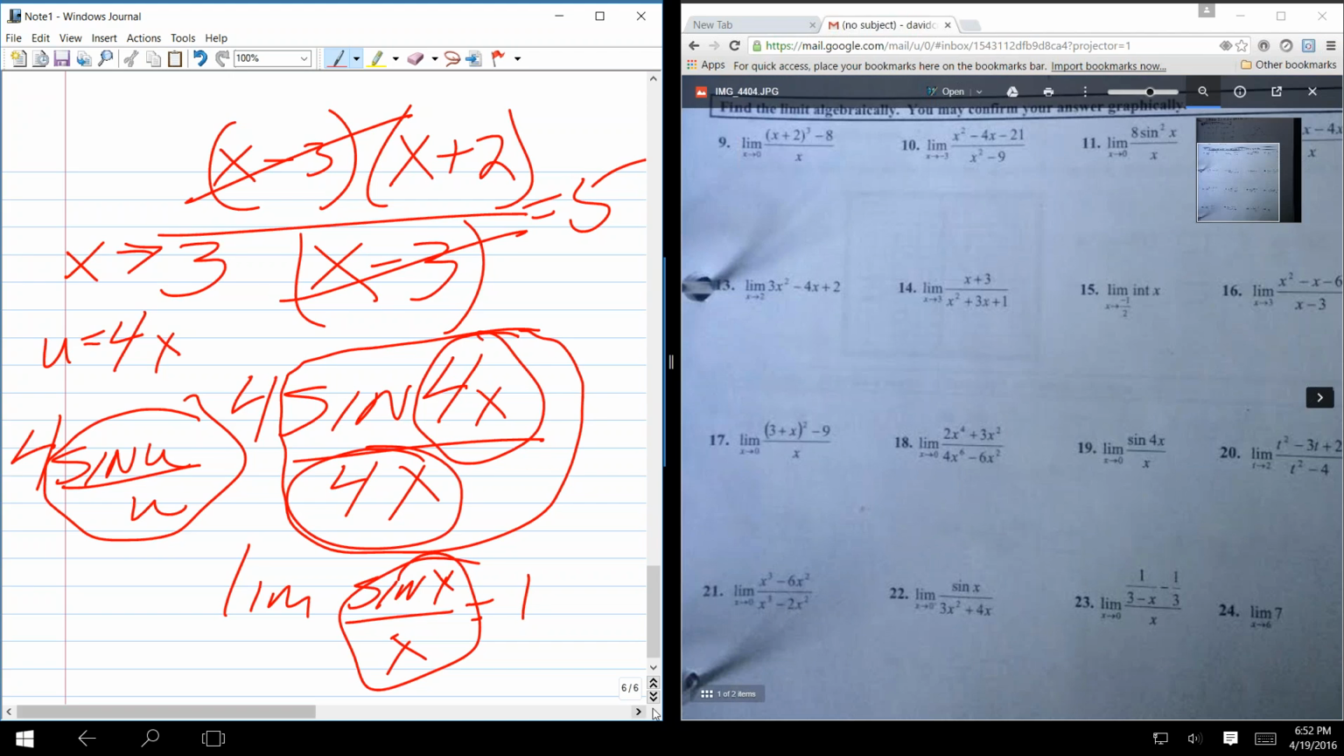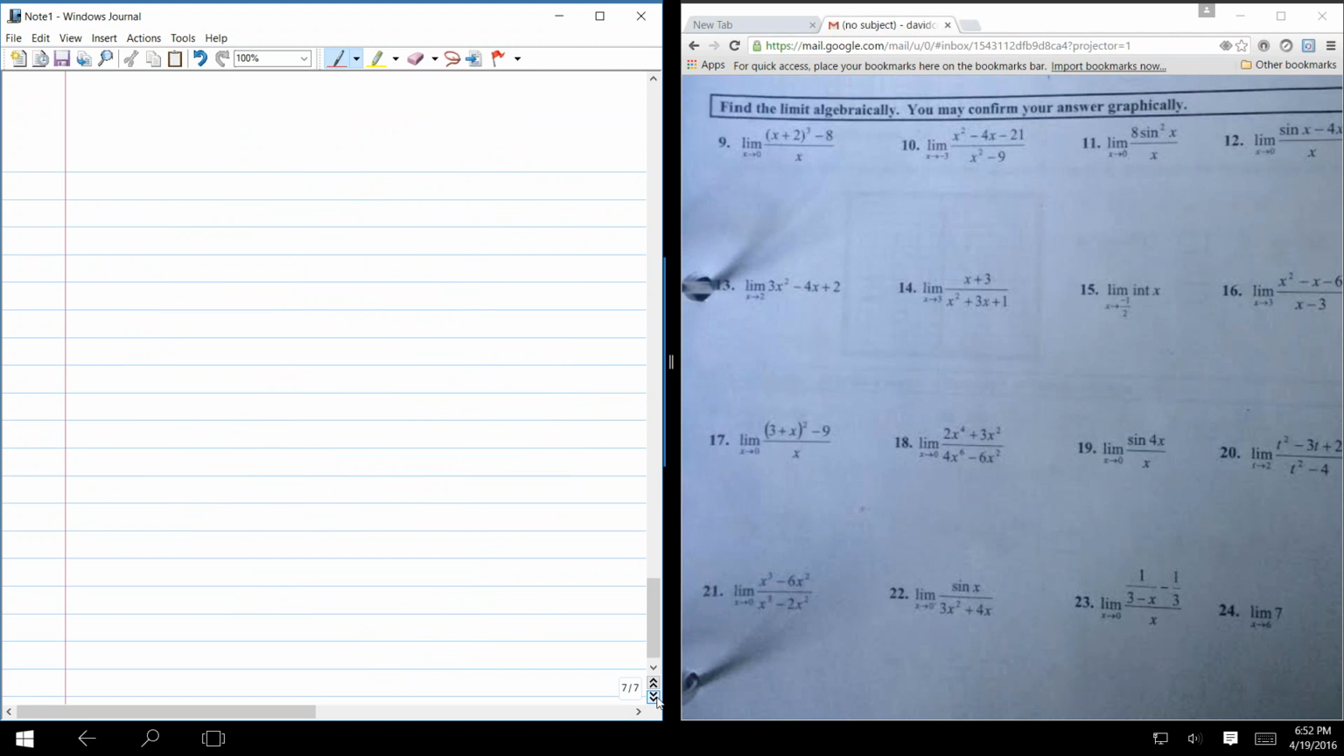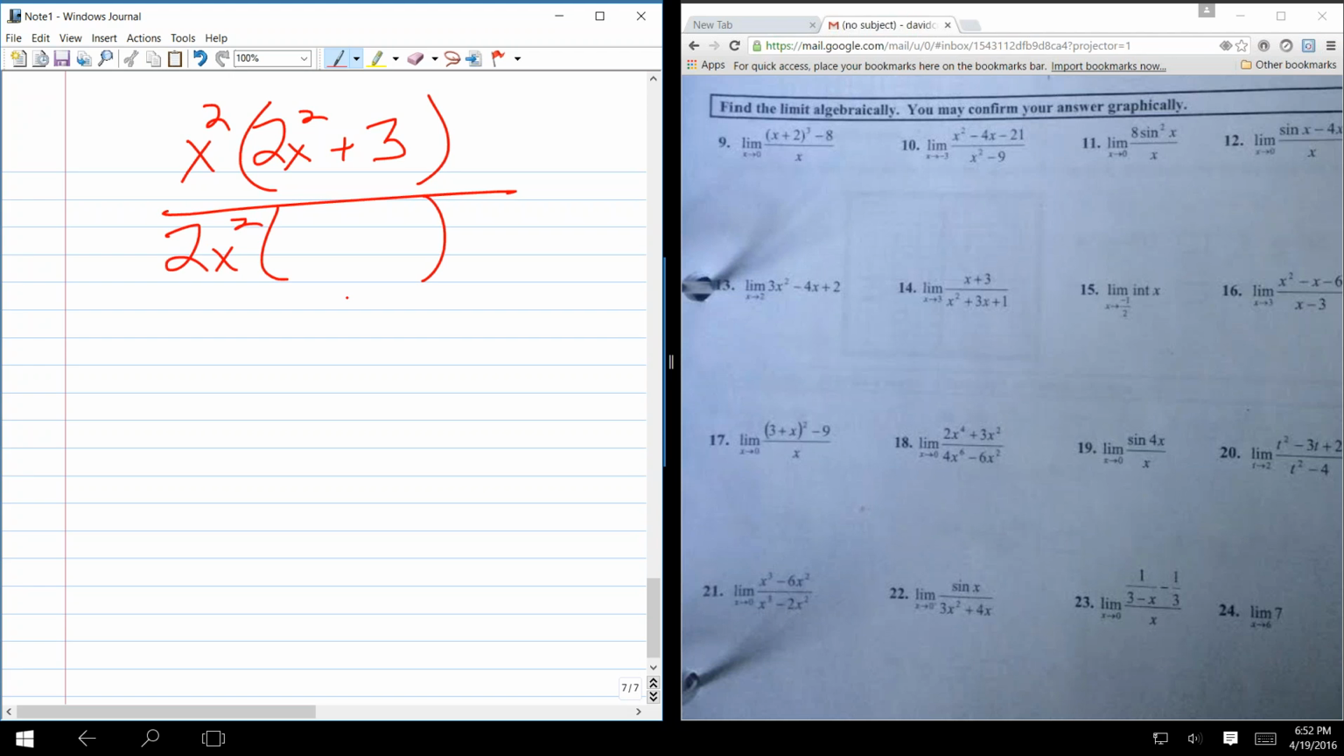Number 18. Let's go backwards. What's the first step going to be? Would you take out greatest common factor? Okay. So what's the numerator look like? That's x squared times 2x squared plus 3. And then the bottom would be 2x squared, and then 2x to the 4th minus 3.